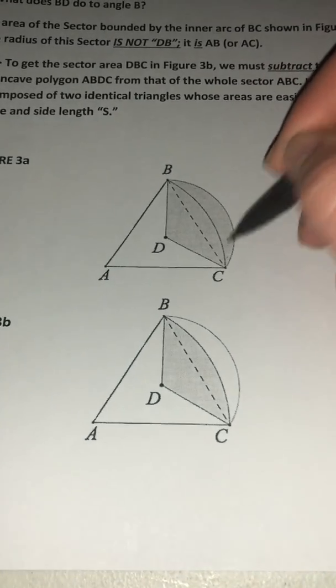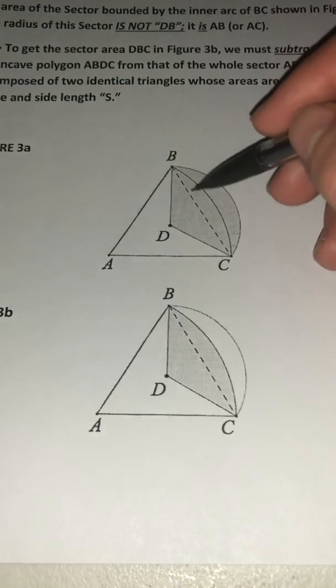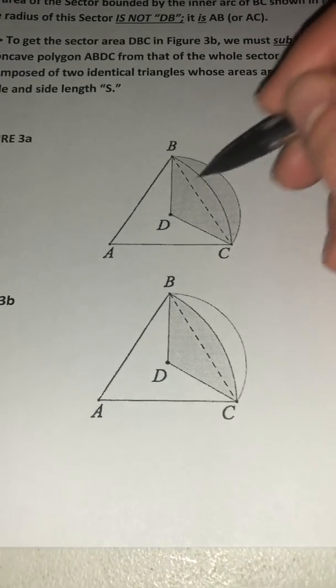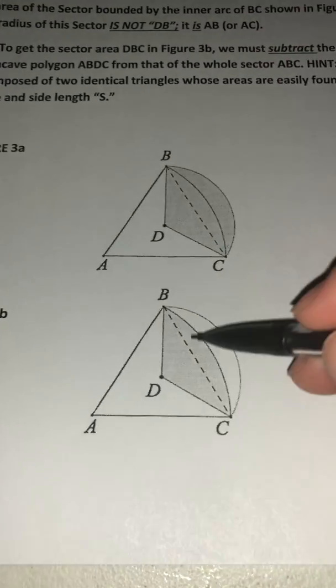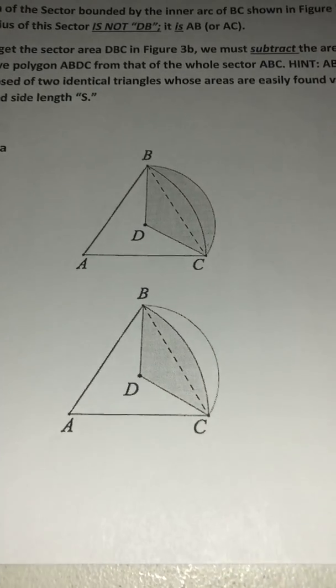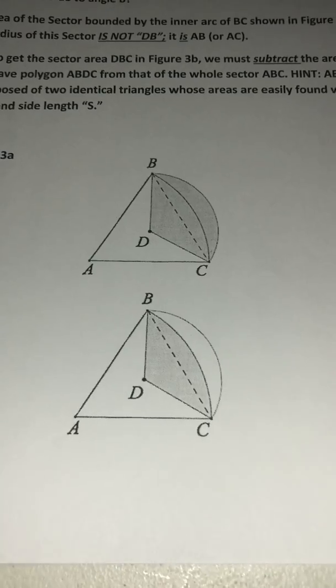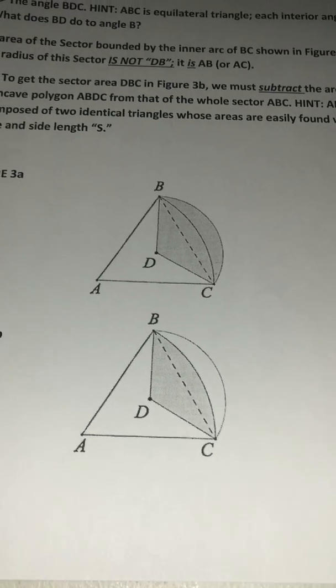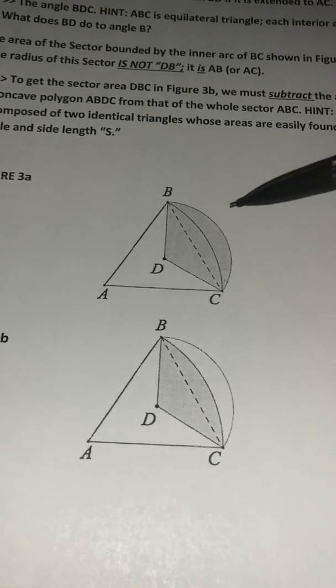So that's my goal. I need to find an expression for the area of this entire shaded region and then this entire shaded region and subtract those two values from each other. And my answer will be the area of the lune. Okay, so now how do you do that?